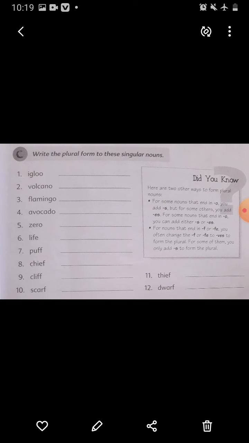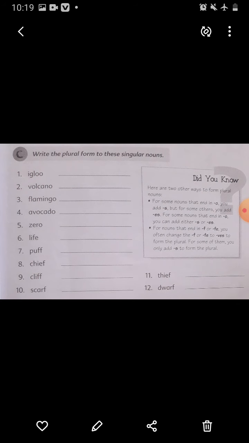Now third word, number 3, is flamingo. Now flamingos, ES you have to add. Number 4, avocado. Now number 4 is avocados. You have to add S just with avocados.